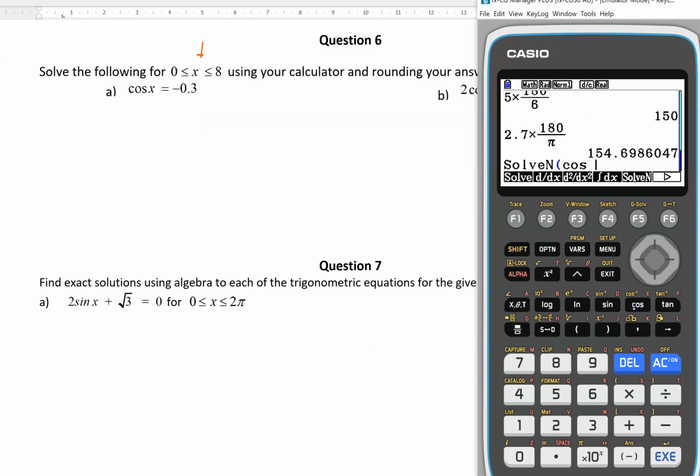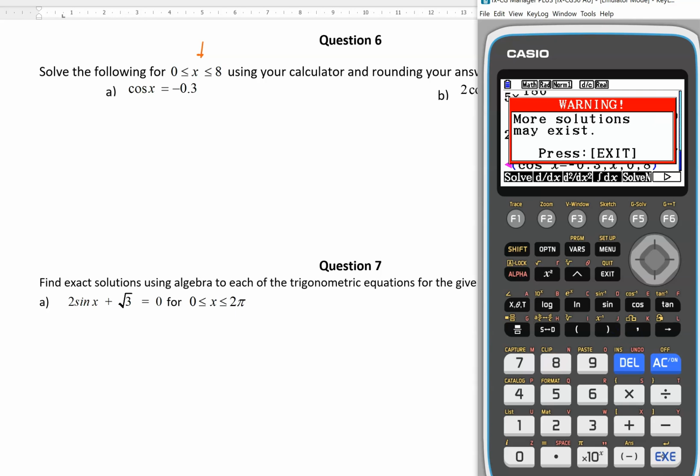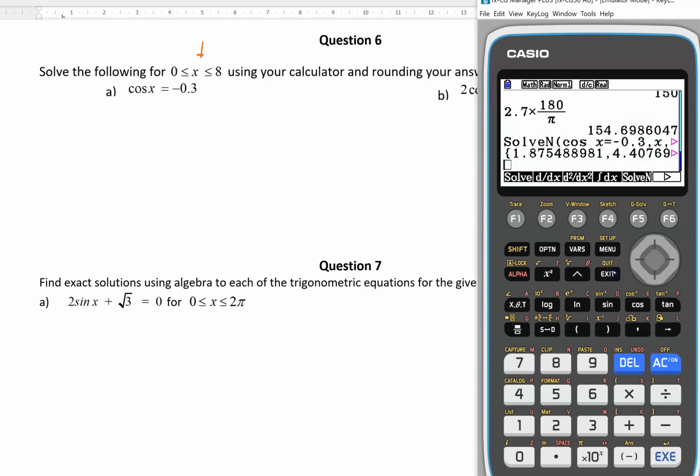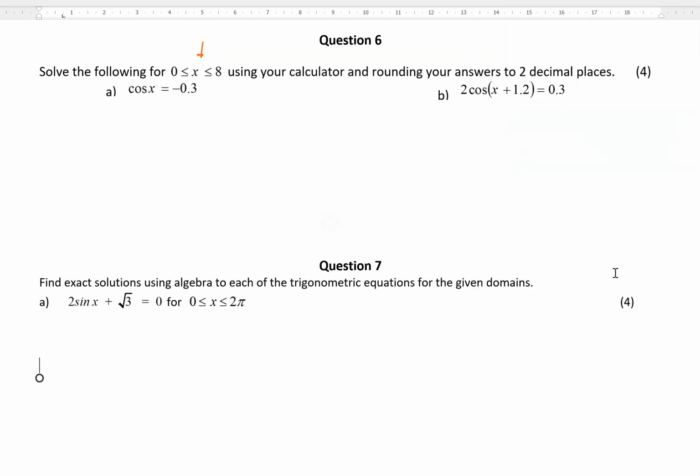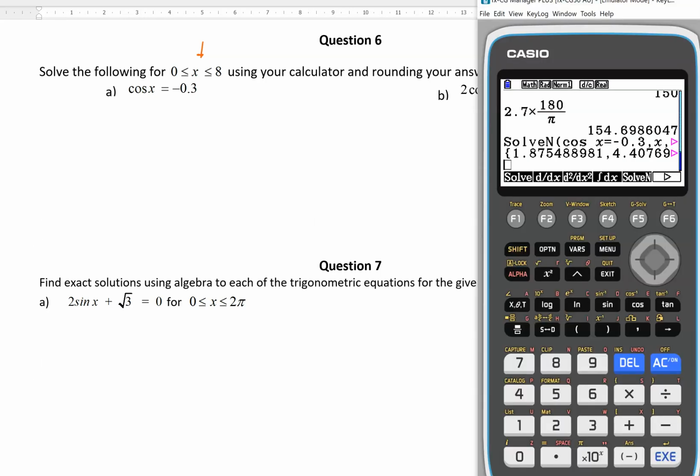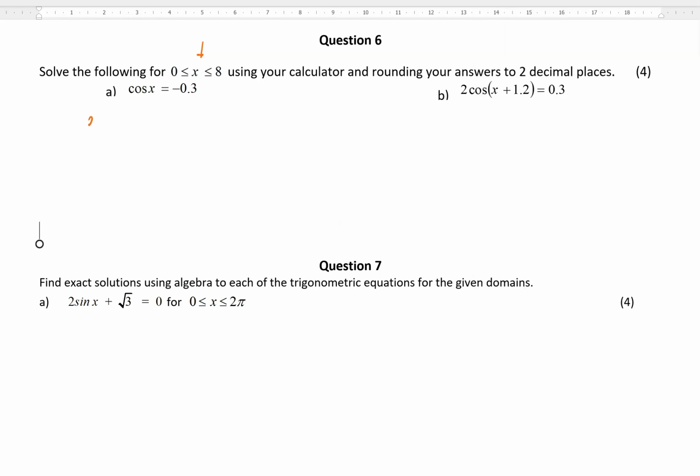You can just type in cos x, shift to decimal, so equals negative 0.3. I'm not going to close my bracket just yet because I'm going to say comma x, comma between 0 and 8, close your bracket, equals. Yes, we know more than one solution exists, and there we have it. So we've got 1.8, what have we got? 2 decimal places, so 1.88.